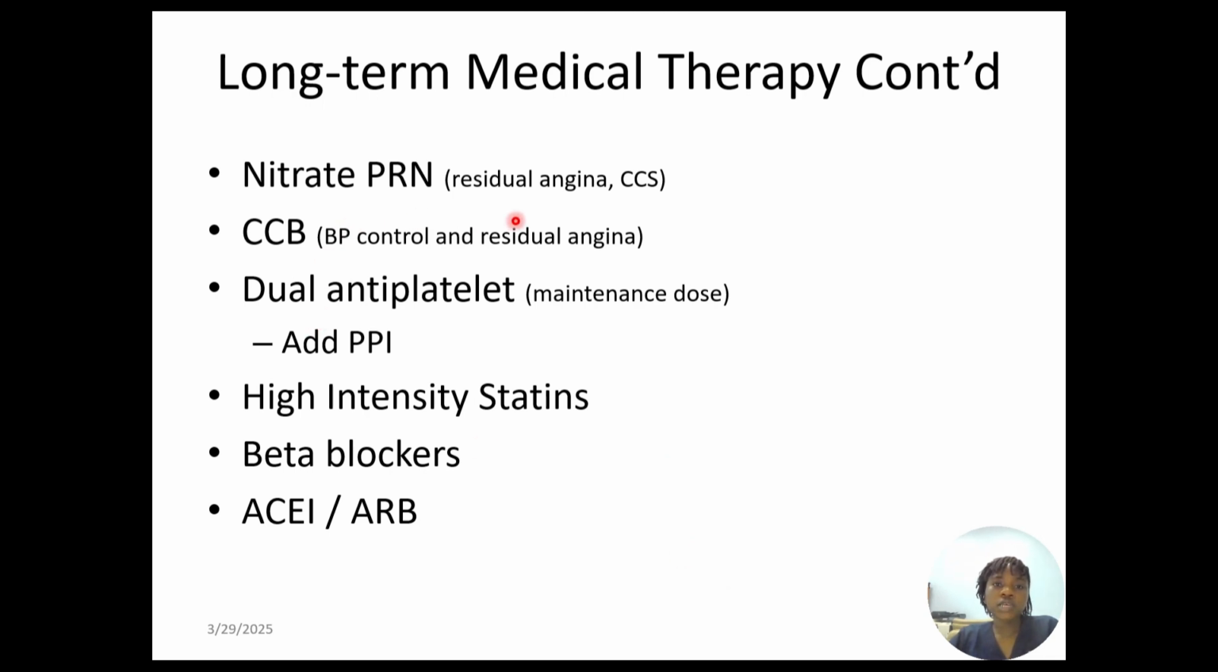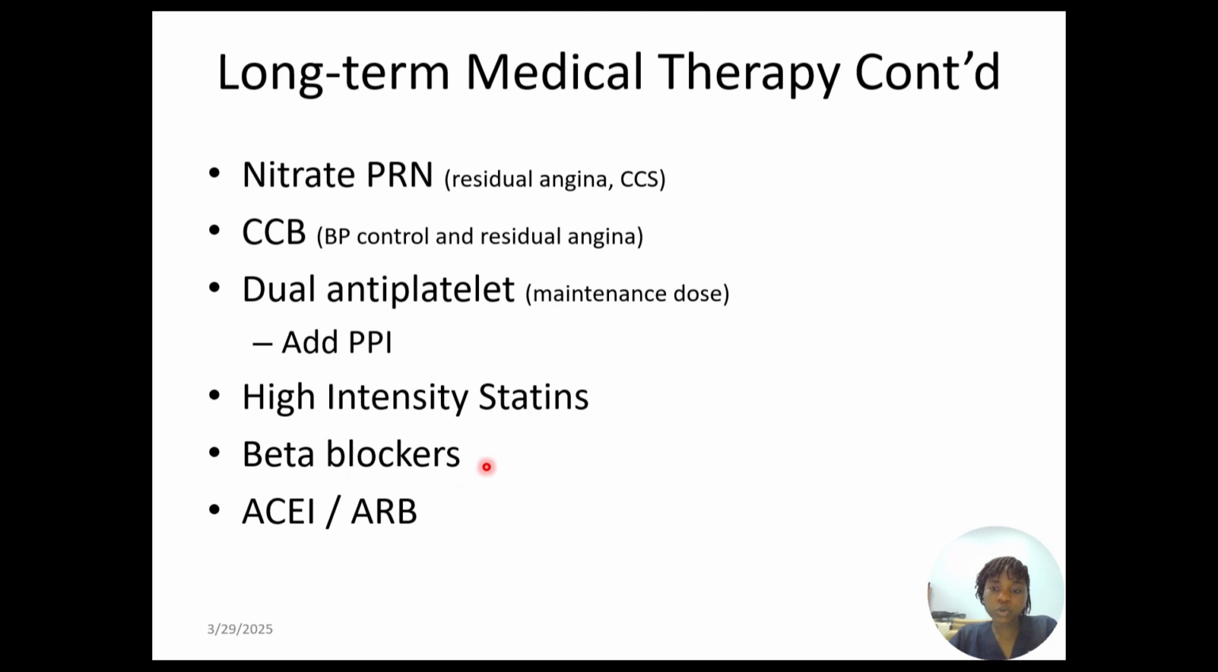Now, for the long-term medical therapy, for patients who have residual chest pain or residual angina, nitrates as required are important for them. And also for residual angina and blood pressure control, in patients where it's difficult to control blood pressure, calcium channel blockers will be important. Now, dual antiplatelet therapy at maintenance dose is important also to preserve the coronary arteries. High intensity statins are also important for the same reason.